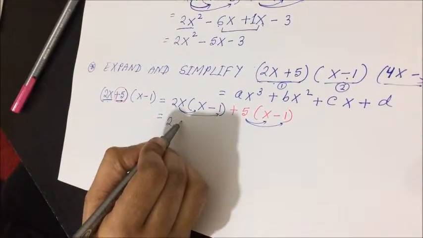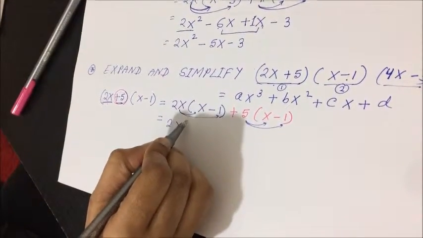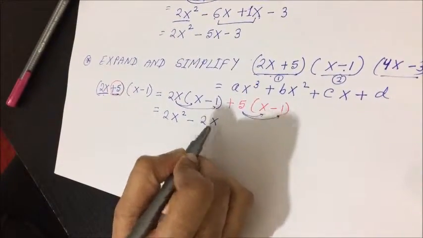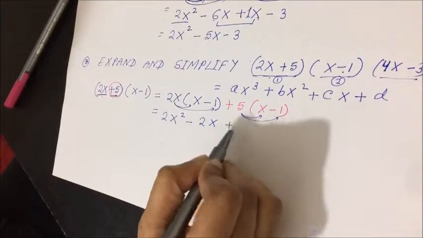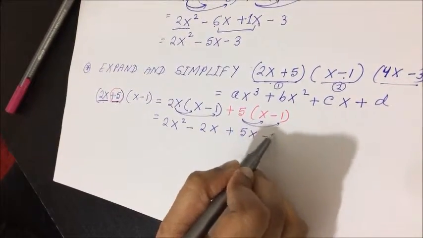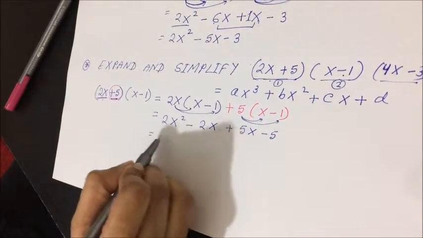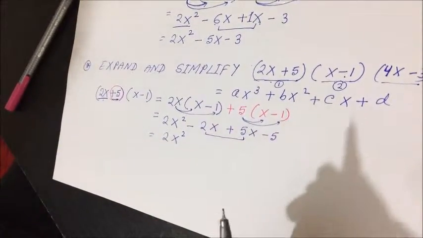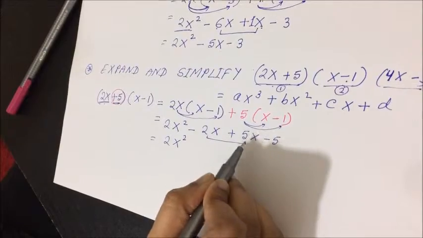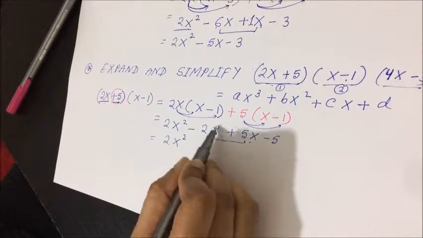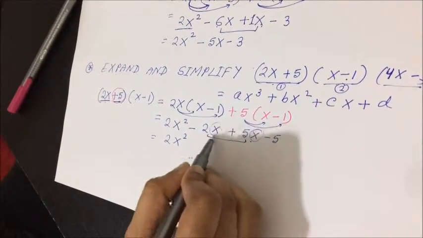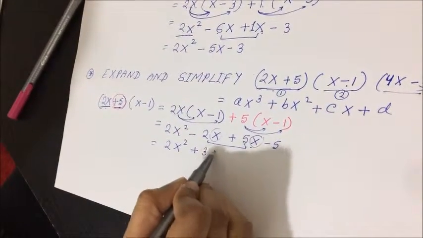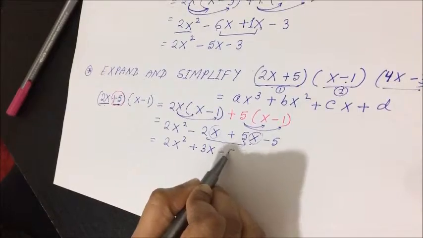The first term will be 2x multiplied with x, which is 2x to the power 2, take away 2x. If I do the second one, I'm going to get 5x minus 5. So now I do collecting like terms for x and simplify that: minus 2x plus 5x. Ignore the x, just simplify the numbers. Minus 2 add 5 is going to give me plus 3x, minus 5.